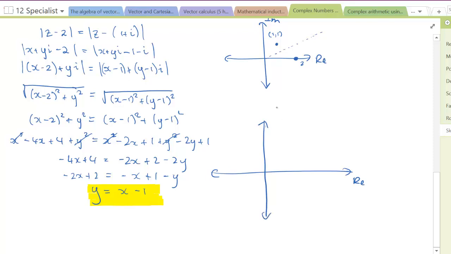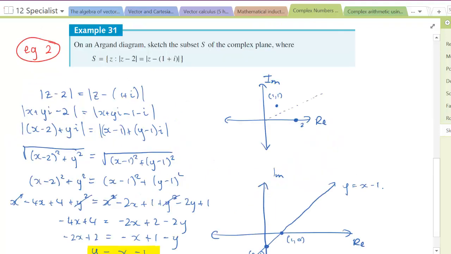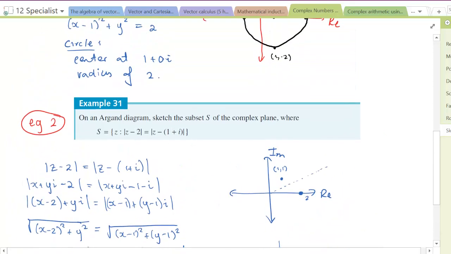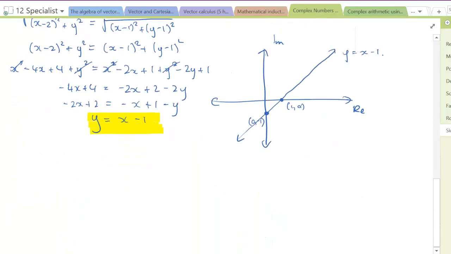Real and imaginary. The initial point will be 0, negative 1, so negative i initially. And each time we go across 1, we go up 1. So that point here would now be 1, 0. And we can run our line through here that represented by y is equal to x take 1. So hopefully that makes sense, and we'll look at a couple more examples again.